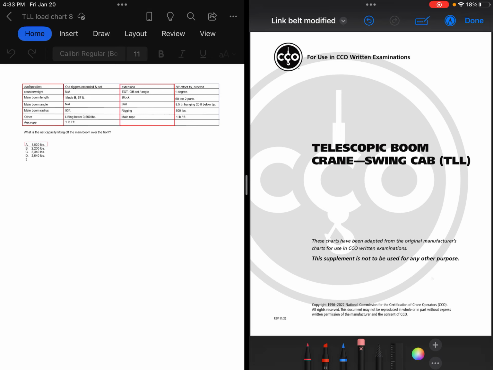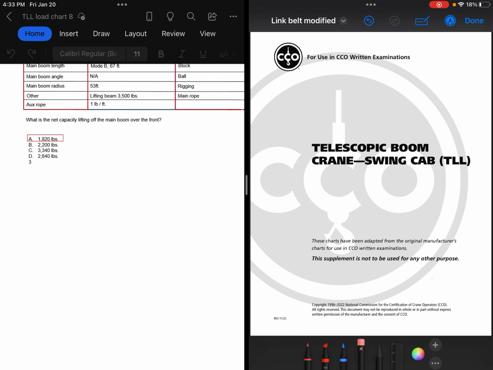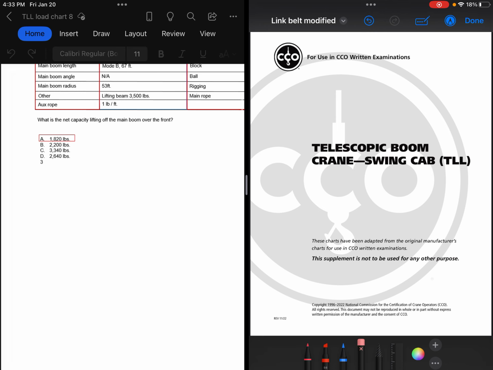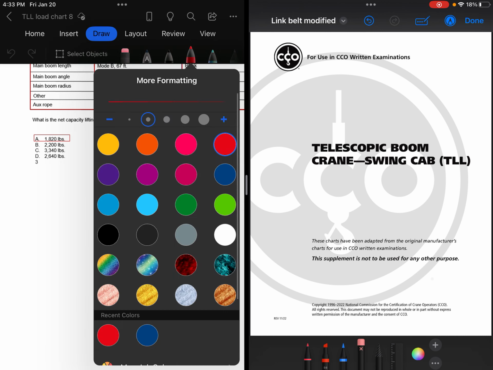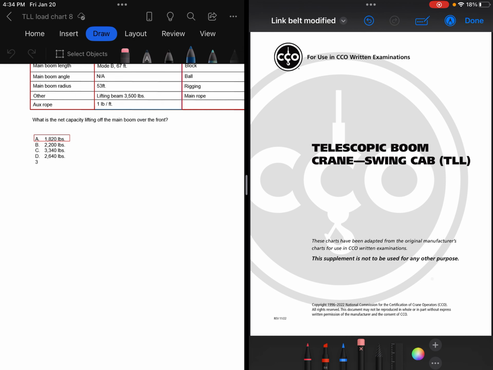Alright, for this problem we have another main boom problem. So go ahead and get started with this one, just like we have with the other ones. What is the net capacity? Let's change that to blue. I seem to like that a little better. So, what is the net capacity lifting off the main boom over the front?